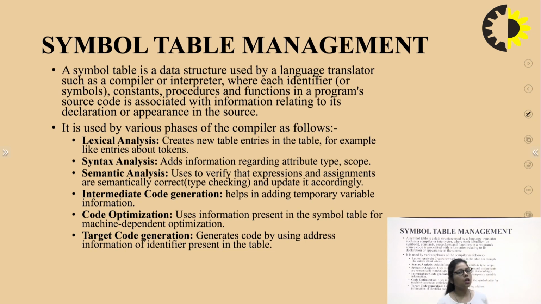The next one is intermediate code generation, which helps in adding temporary variable information. The next one is code optimization, which uses information present in the symbol table for machine dependent optimization. The next one is target code generation, which generates code by using address information of identifiers present in the table.